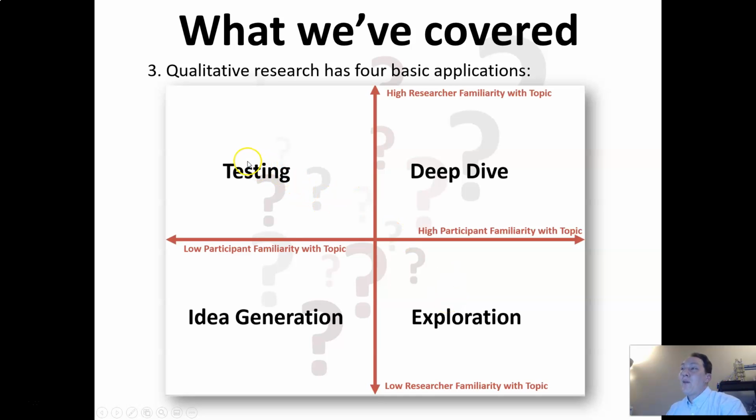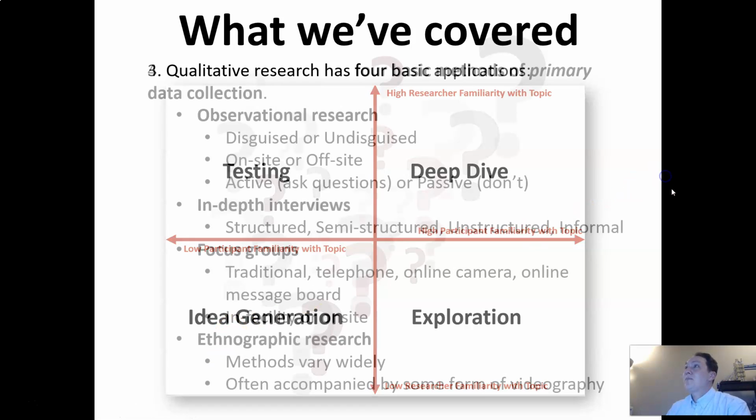If we know more than the participant, we might go to testing where we're trying to get them to help us to understand what really works. And then if both we and the participant don't know a lot about a topic, we might start with idea generation where we're really trying to figure out which direction we should head into.